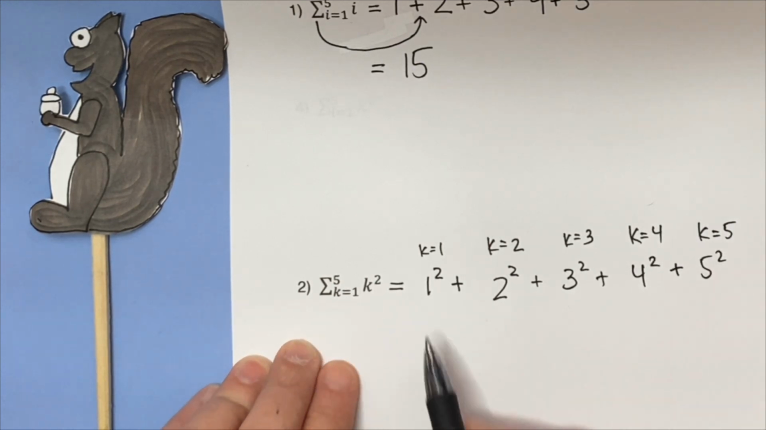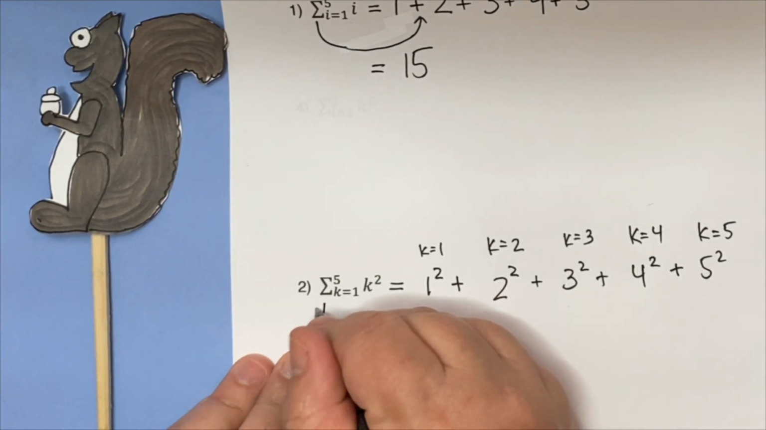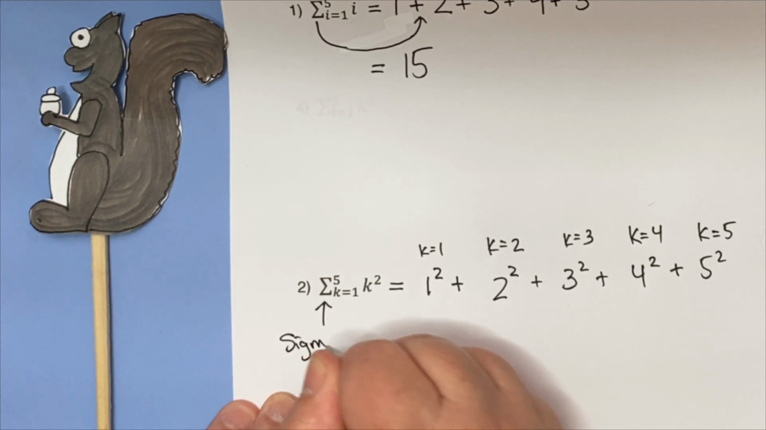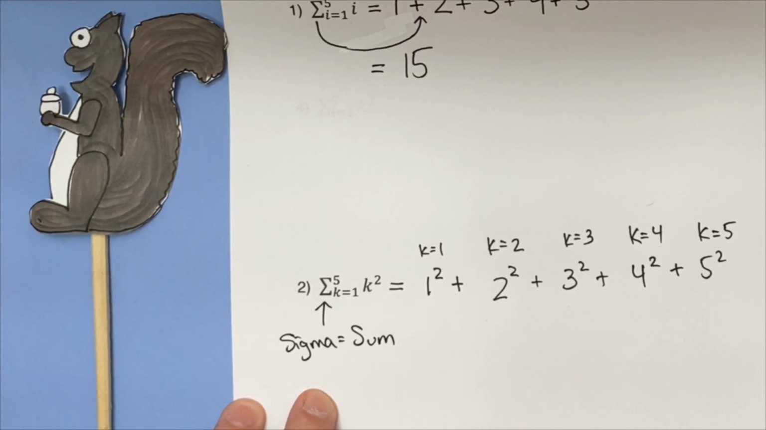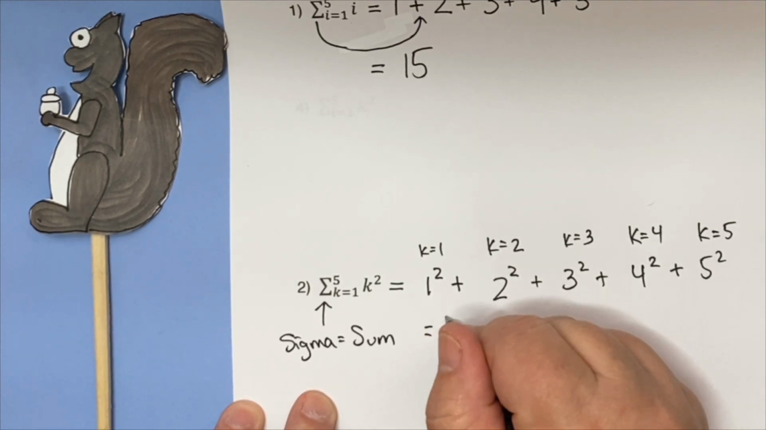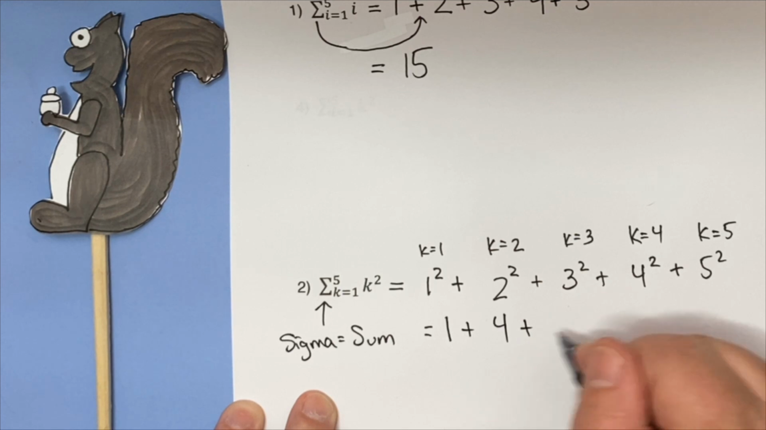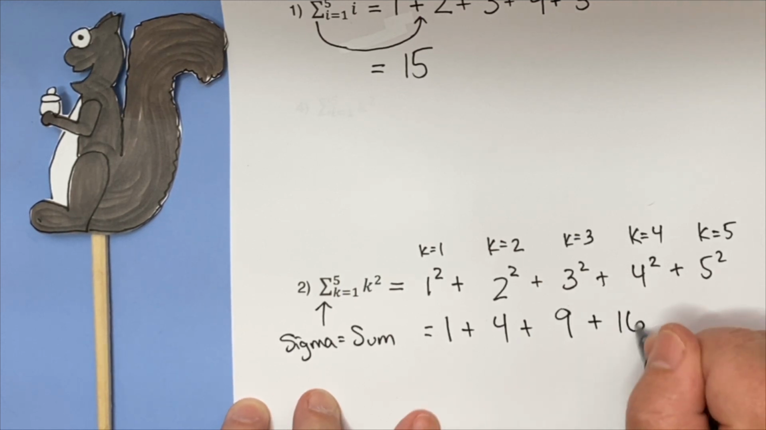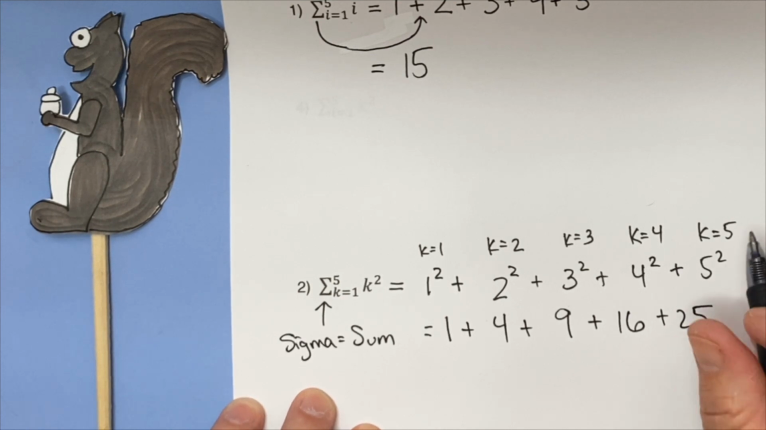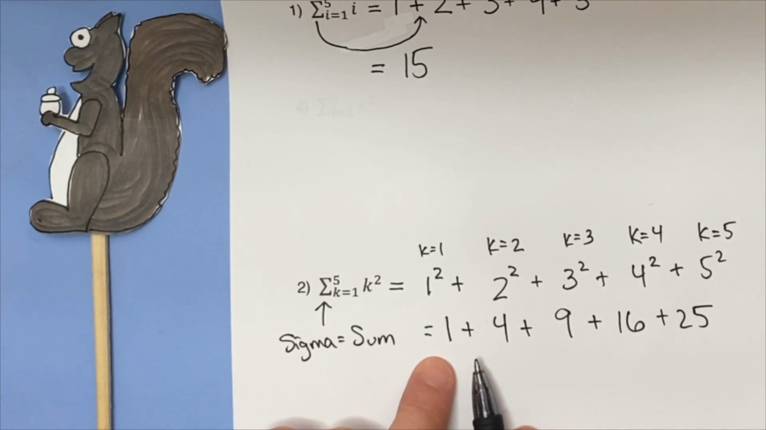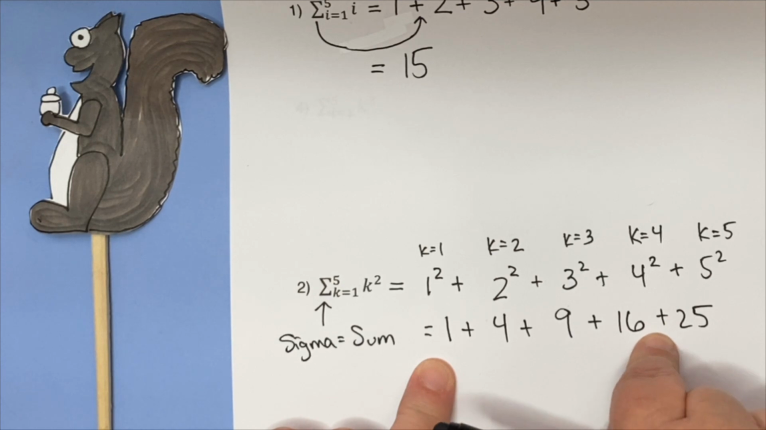And why do we know we're adding in between? Sigma means take the sum. So we're going to take the sum of all of these. So that's, let's see, 1 plus 4 plus 9 plus 16 plus 25. Oh my goodness, I'm going to need a lot of fingers for this. You might notice that you could just go ahead. 1 plus 4 is 5, plus 9 is 14, plus 16 is 30, plus 25 is 55.